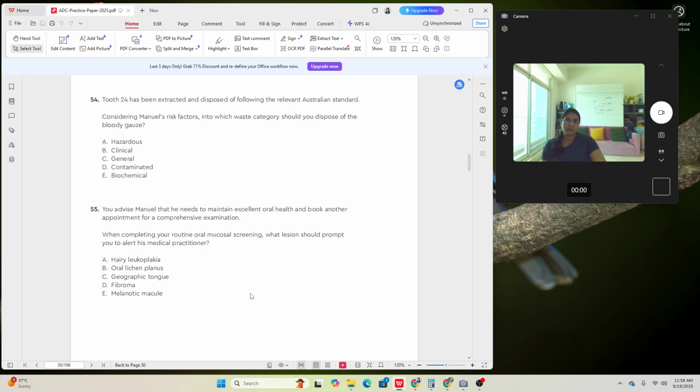Lichen planus, many people have it. Geographic tongue is not pre-malignant. Fibroma, you can refer, but fibroma can happen even in non-HIV patients. Melanotic macule, you can refer, but the incidence of hairy leukoplakia is more in HIV patients than in other normal population. So hairy leukoplakia is the right answer here. I hope you have understood this.